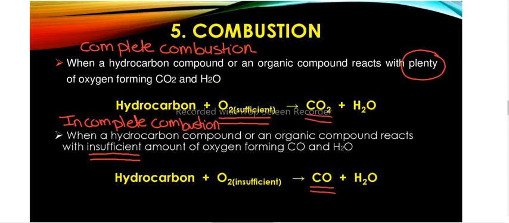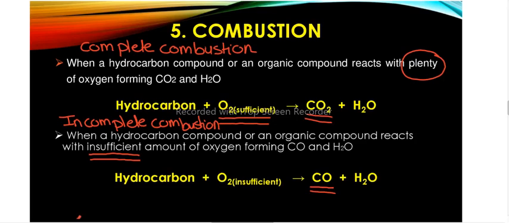Now the carbon monoxide is actually a toxic gas and you need to know that. Compared with the carbon dioxide, which causes acid rain, which is also a very essential topic later in acids and bases. So remember, we have two types, complete and incomplete.